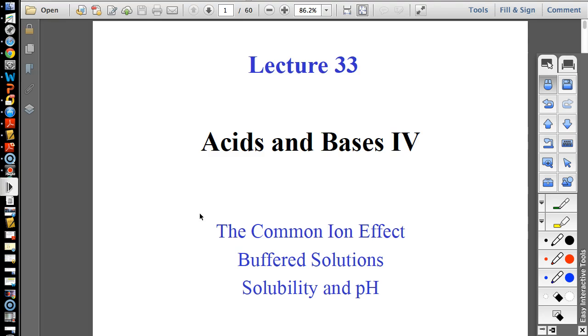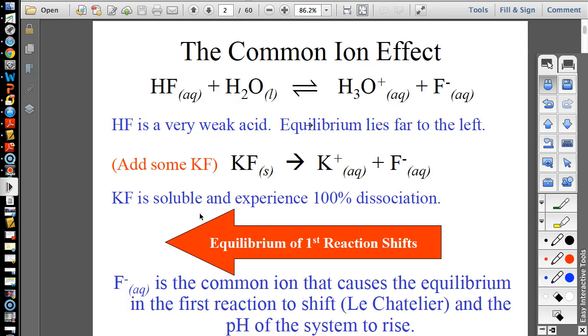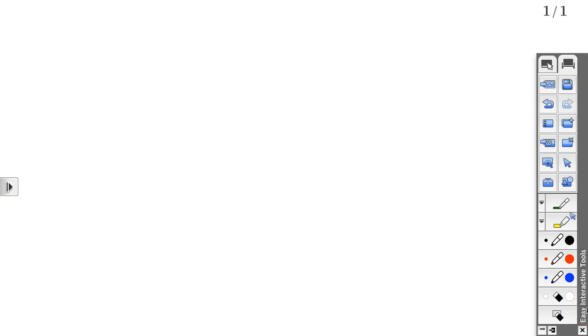Okay? So anyway, common ion effect. I think on slides like this, this stuff just goes down better if I write it out, and I don't know why. Basically what they're saying is, if I throw some potassium fluoride in there, what's going to happen? I'm just going to write it, and if you don't like that, I'm sorry.